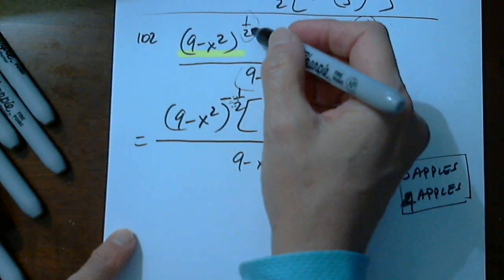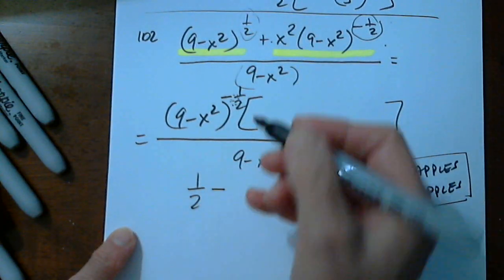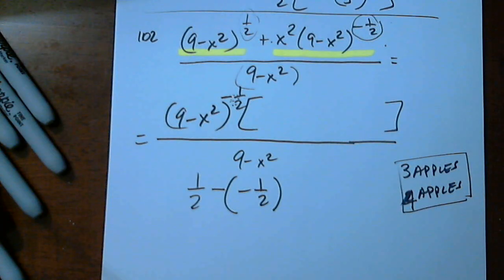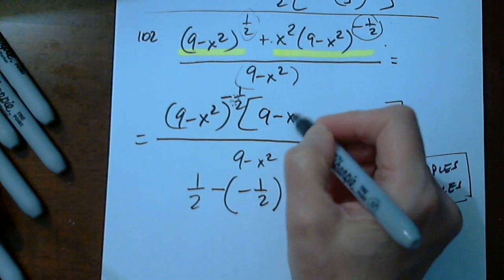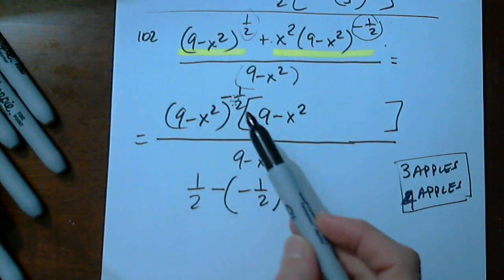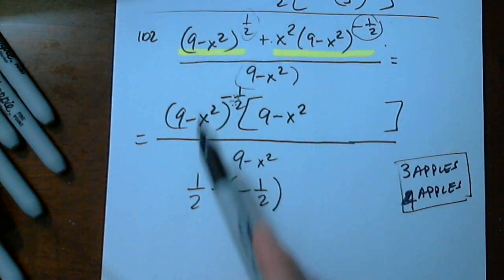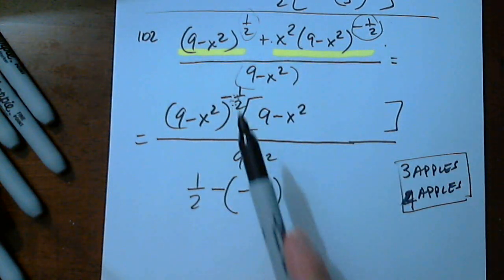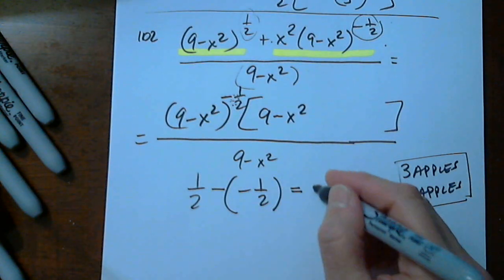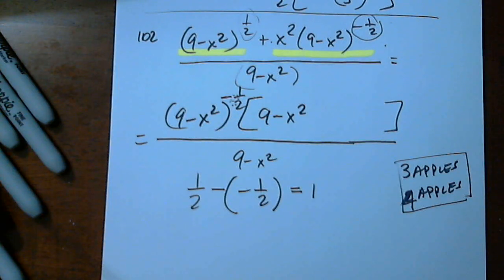Because now I will say from 1/2, I subtract negative 1/2. What is the power that I still have on 9 minus x squared then? From this power, I pulled out this power. So from 1/2, I subtract negative 1/2. What is the answer here? 1. Exactly. Perfect, thank you.